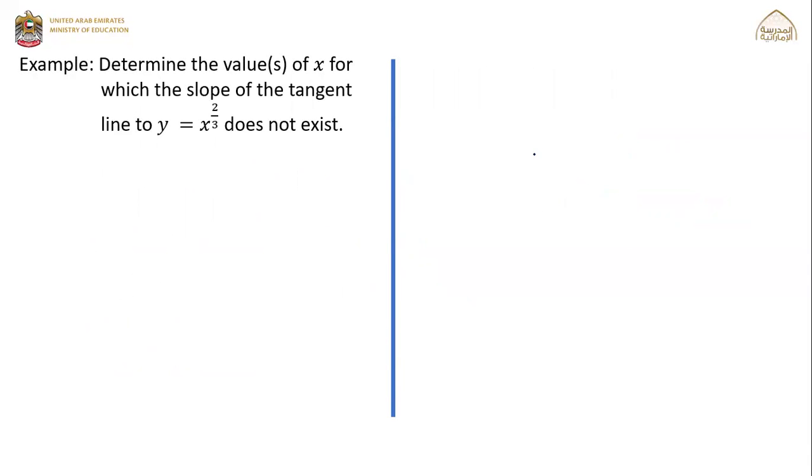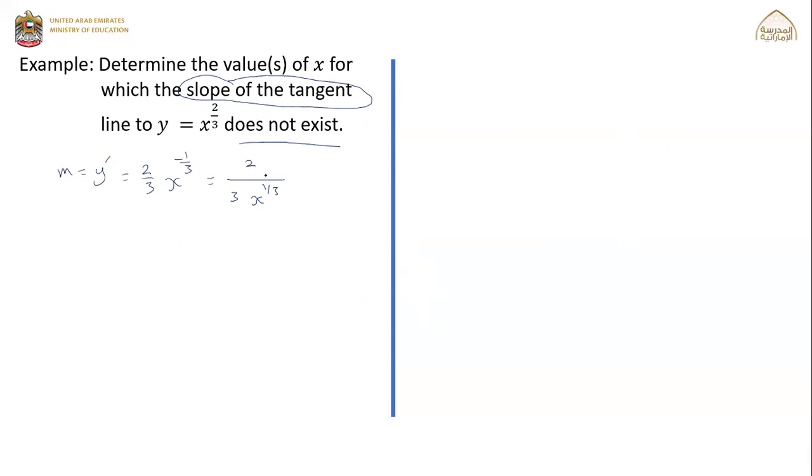In this example, determine the values of x for which the slope of the tangent line to y equals x to the power 2 over 3 does not exist. So the slope of the tangent does not exist. What's the meaning of that? First of all, I will find the slope m equals y prime, which is 2 over 3 x to the power 2 over 3 minus 1, negative 1 over 3. So it equals 2 over 3 x to the power 1 over 3. Now, this is the value of the slope.